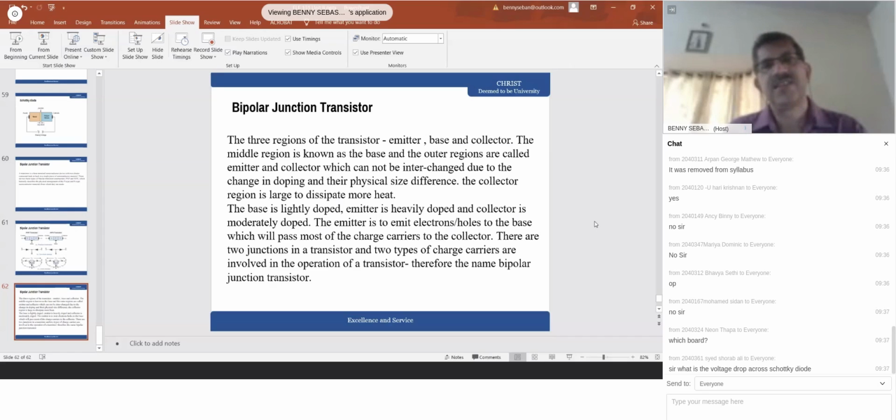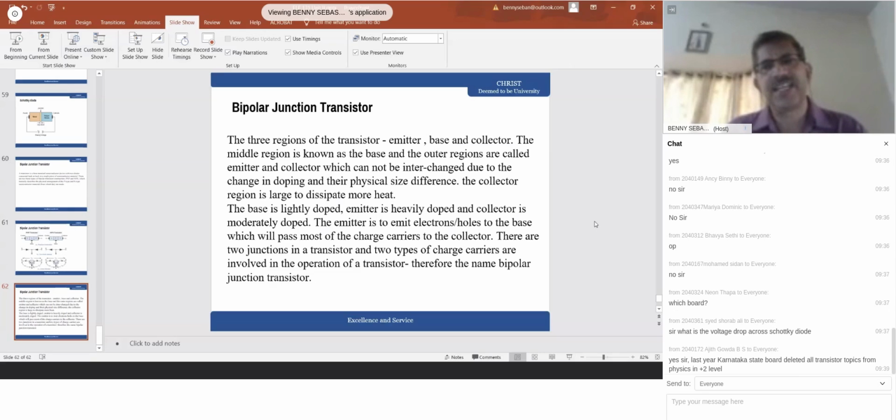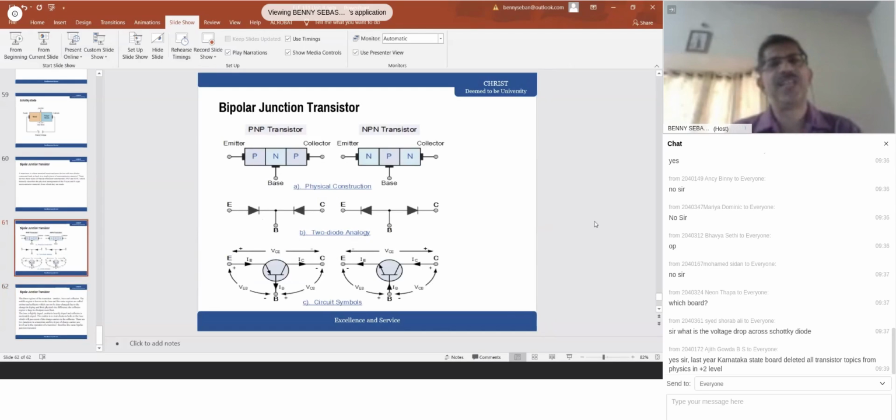So there are 2 junctions, and 2 types of charge carriers are there, and therefore the name bipolar junction transistor. I think you are getting that much information for the time being. 2 types of charge carriers, 2 junctions are there, and therefore the name.